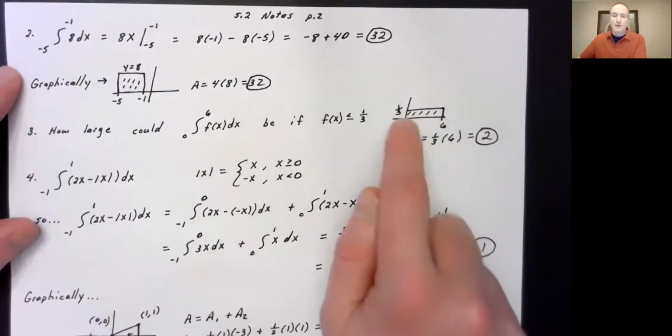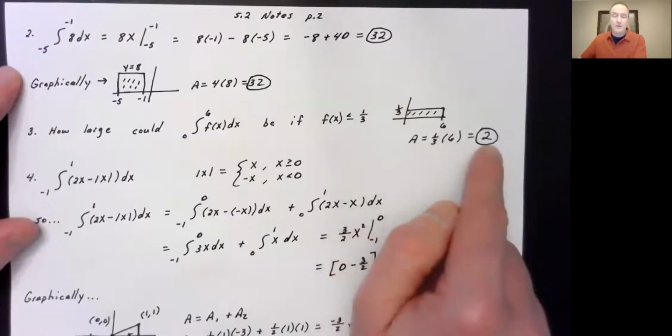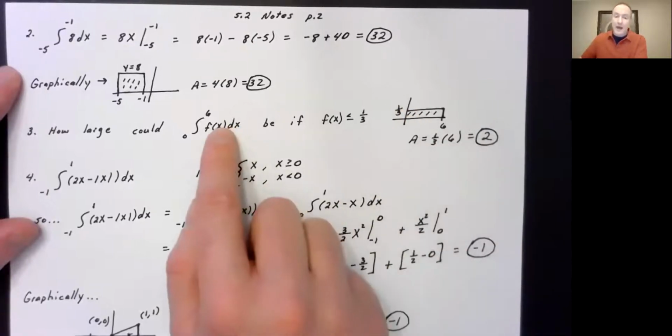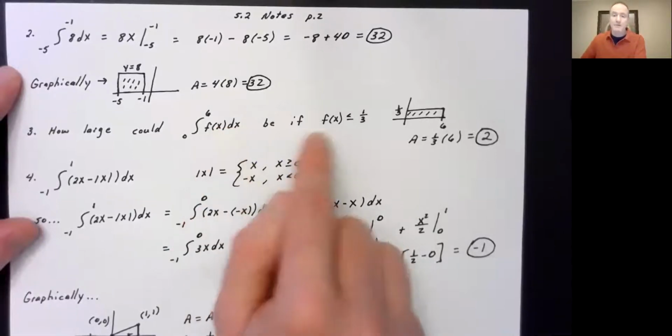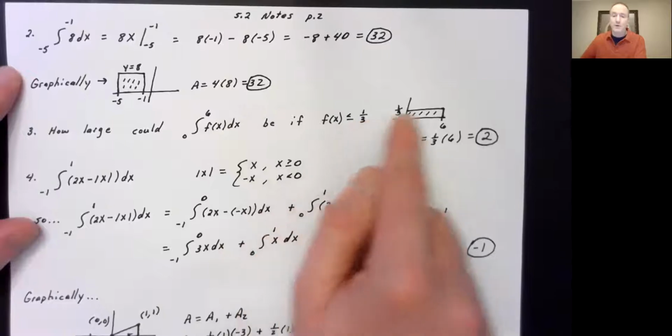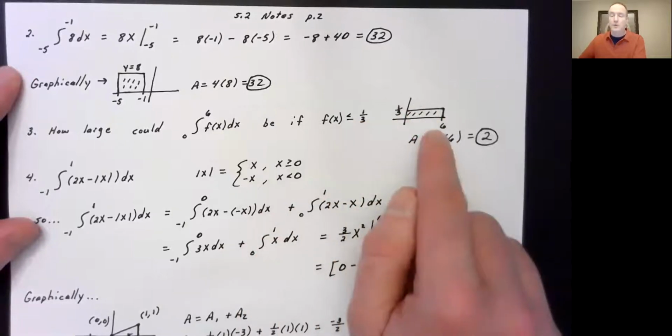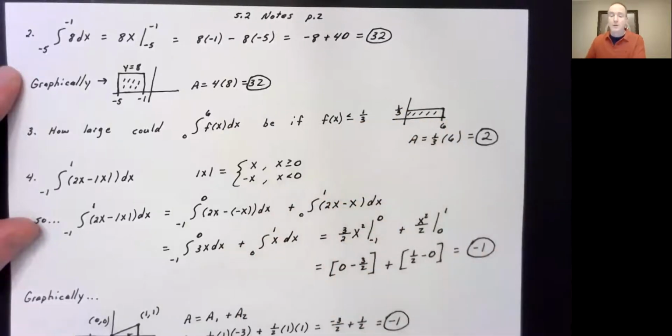And so you'd say, well, it'd be the area of a rectangle with a base of 6 and a height of 1/3, which is an area of 2. Now, that would be the most this integral could ever be if f of x is at most 1/3. If f of x is less than 1/3, of course, your area under the curve would be less than that. That would be the maximum area.